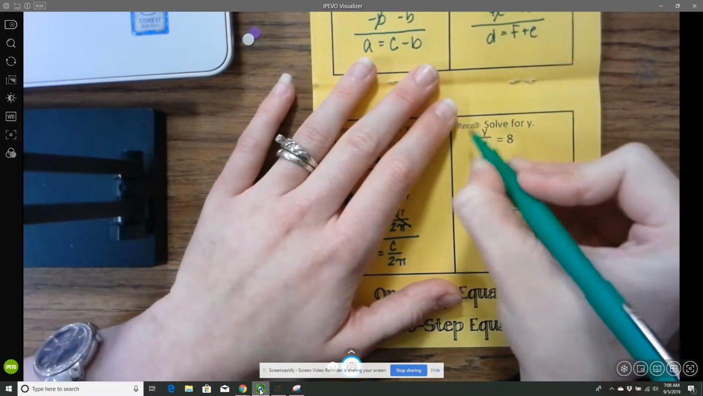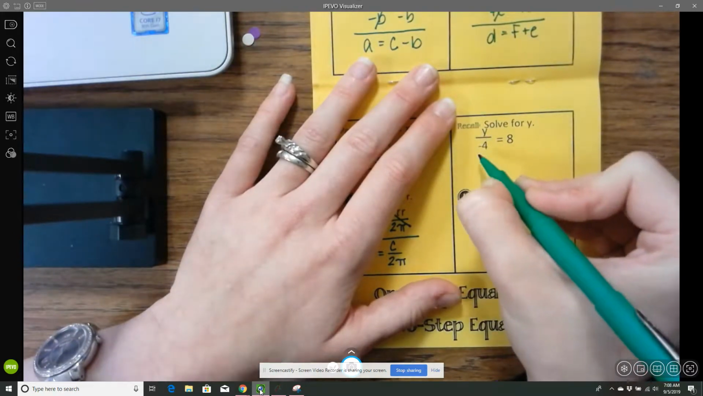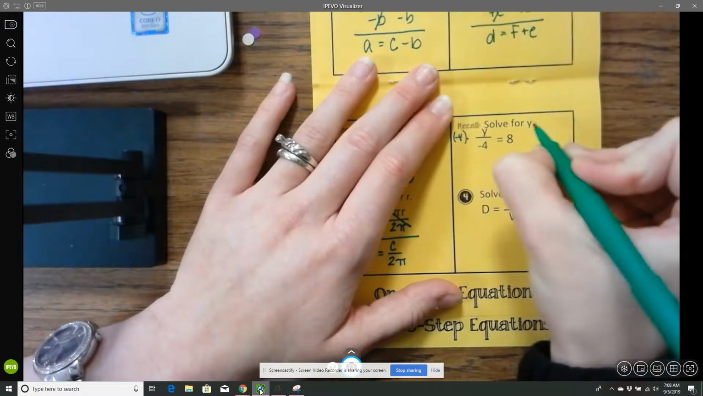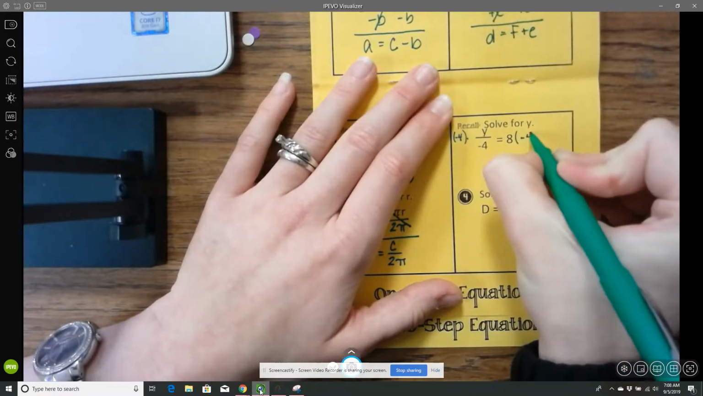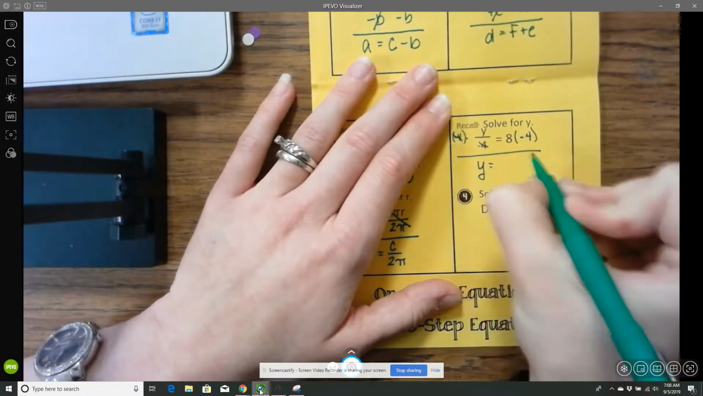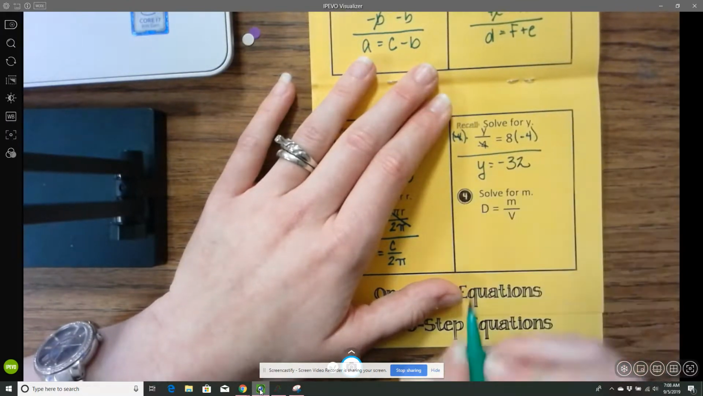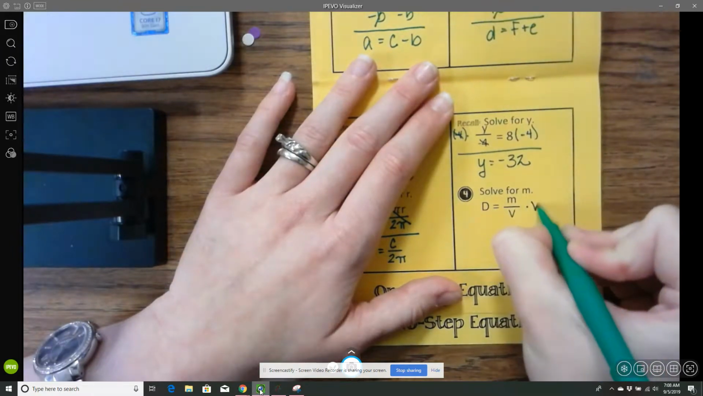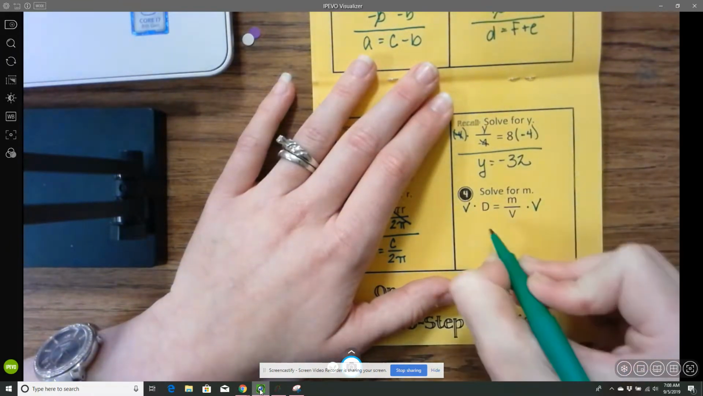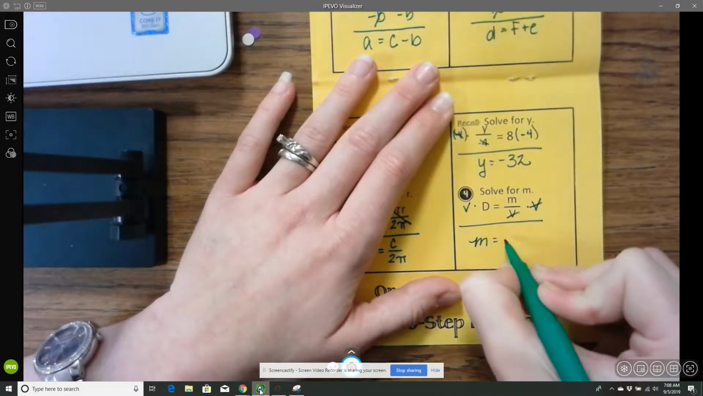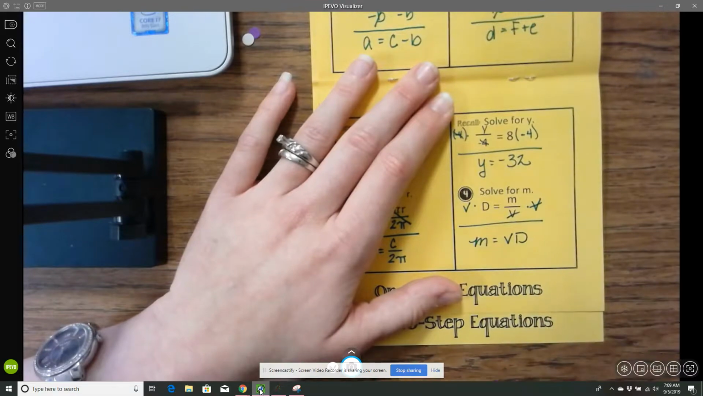Here, when you see it set up like a fraction, this just means y is being divided by the negative 4. So I'm going to multiply both sides by a negative 4. So this cancels, and y equals negative 32. So here I want to solve for m, so I would multiply both sides by the v. So these cancel, so m would equal v times d.